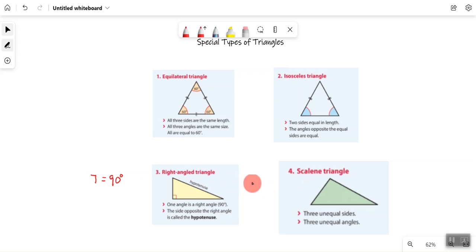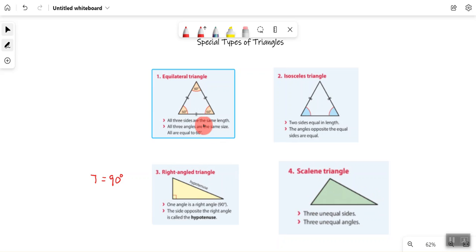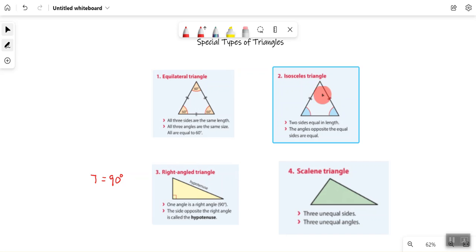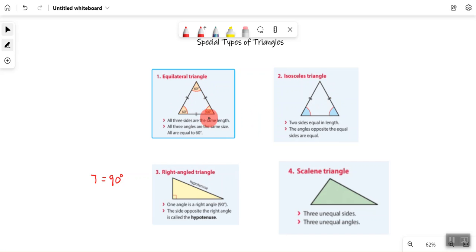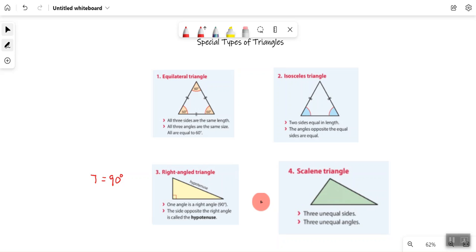Then the last triangle that we're going to look at is a scalene triangle, and this is what it looks like. With this one, you have three unequal sides. For example, this length and this length are all different. Unlike these two, where this length and this length are equal, in this triangle all of the sides are different in length. And also the three angles that make up this type of triangle are completely different. They're all different from each other.